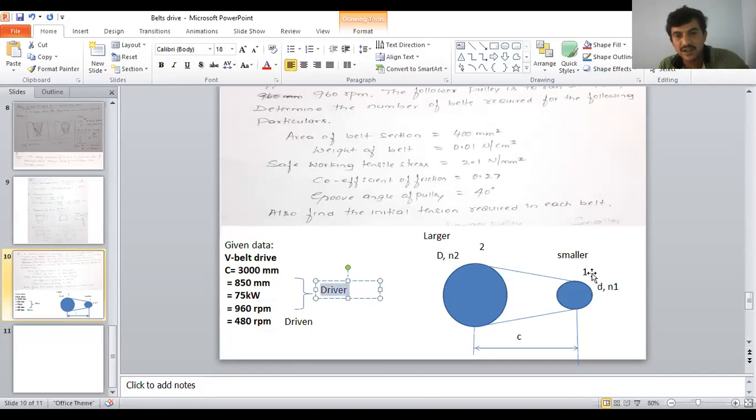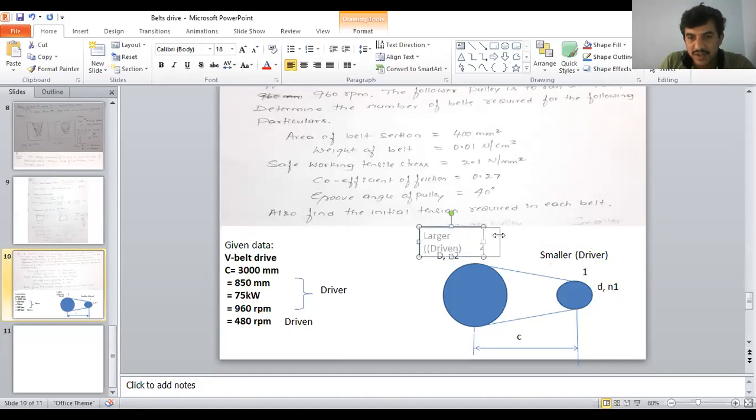Based on the given data, you have to judge. Think once or twice, then give me the answer. In an exam also, nobody will come and help you. If you had the right answer but believe your friends, your answer will go wrong. So smaller will be the driver, larger will be the driven. Am I right? Yes, you are also right.